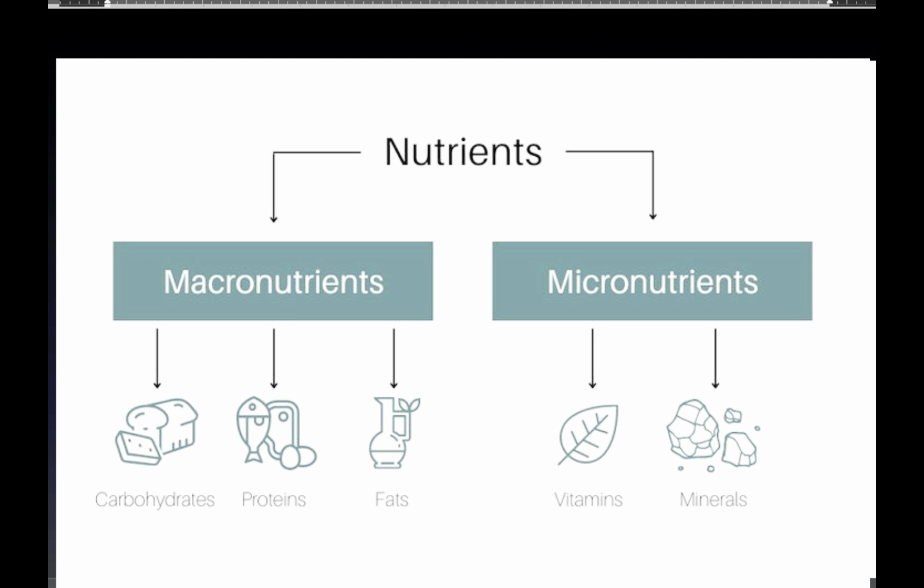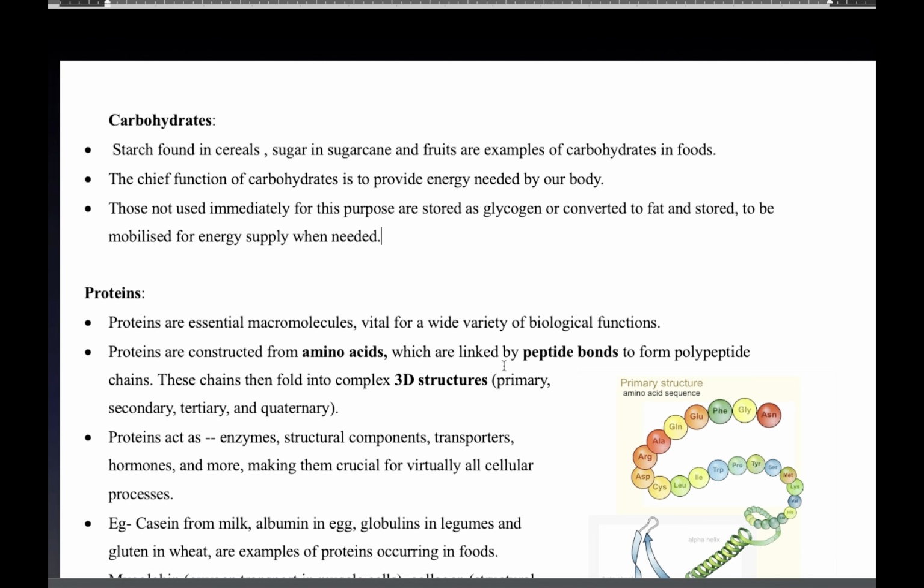Okay, so in the previous classes I have talked about the macronutrients and micronutrients, that is the basic classification of nutrients in the food. Okay, so we know the three main macronutrients include carbohydrates, proteins and fats, and the rest of them, which are the vitamins and minerals, all are included in the micronutrients category. Okay, so looking in detail, we know that carbohydrates are the basic fuel of our body, and it provides energy that is needed for our body.